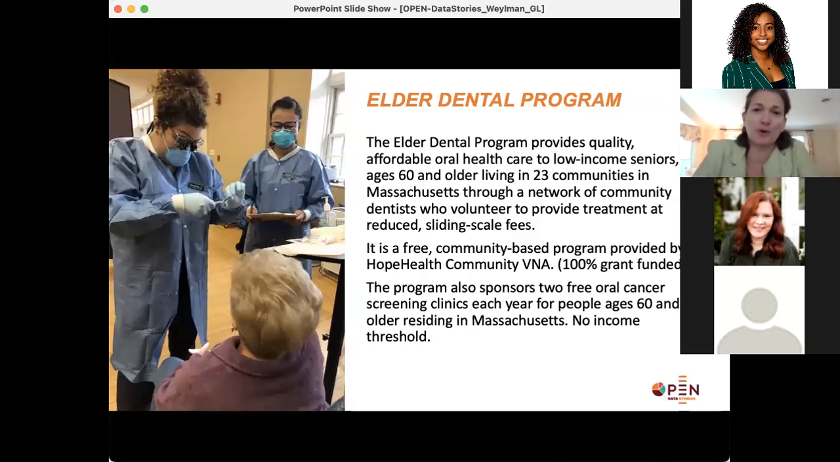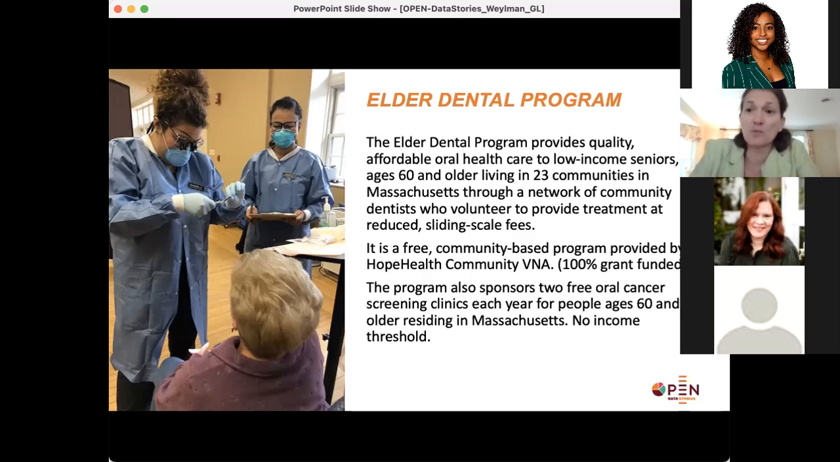The Elder Dental Program provides quality, affordable health care to low-income seniors who are 60 and older, who live in 23 communities in Massachusetts through a network of community volunteer dentists. There's also another part of the program where I plan 2 free oral cancer screening clinics. The program itself is an income and asset-based program. The fees that the patients pay are on a sliding scale for their dental care.